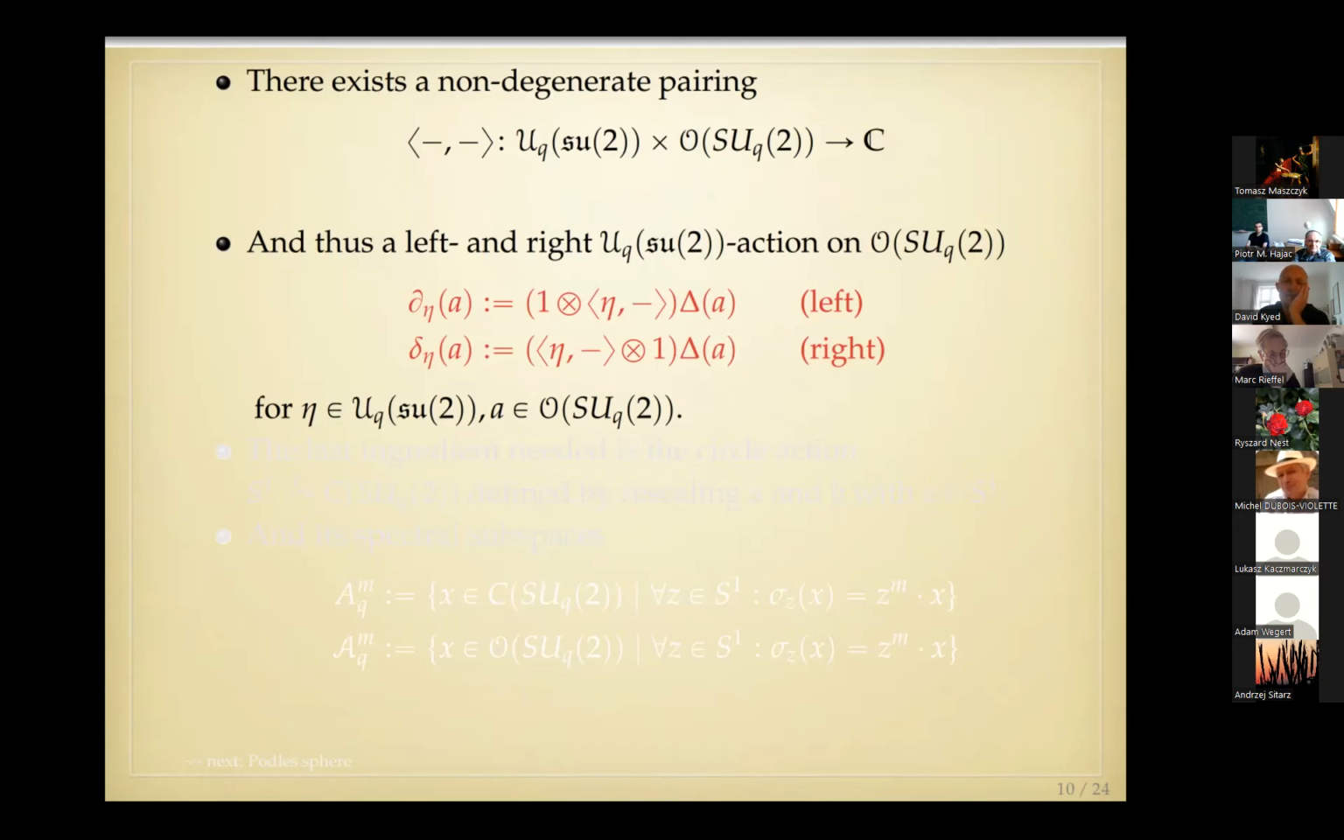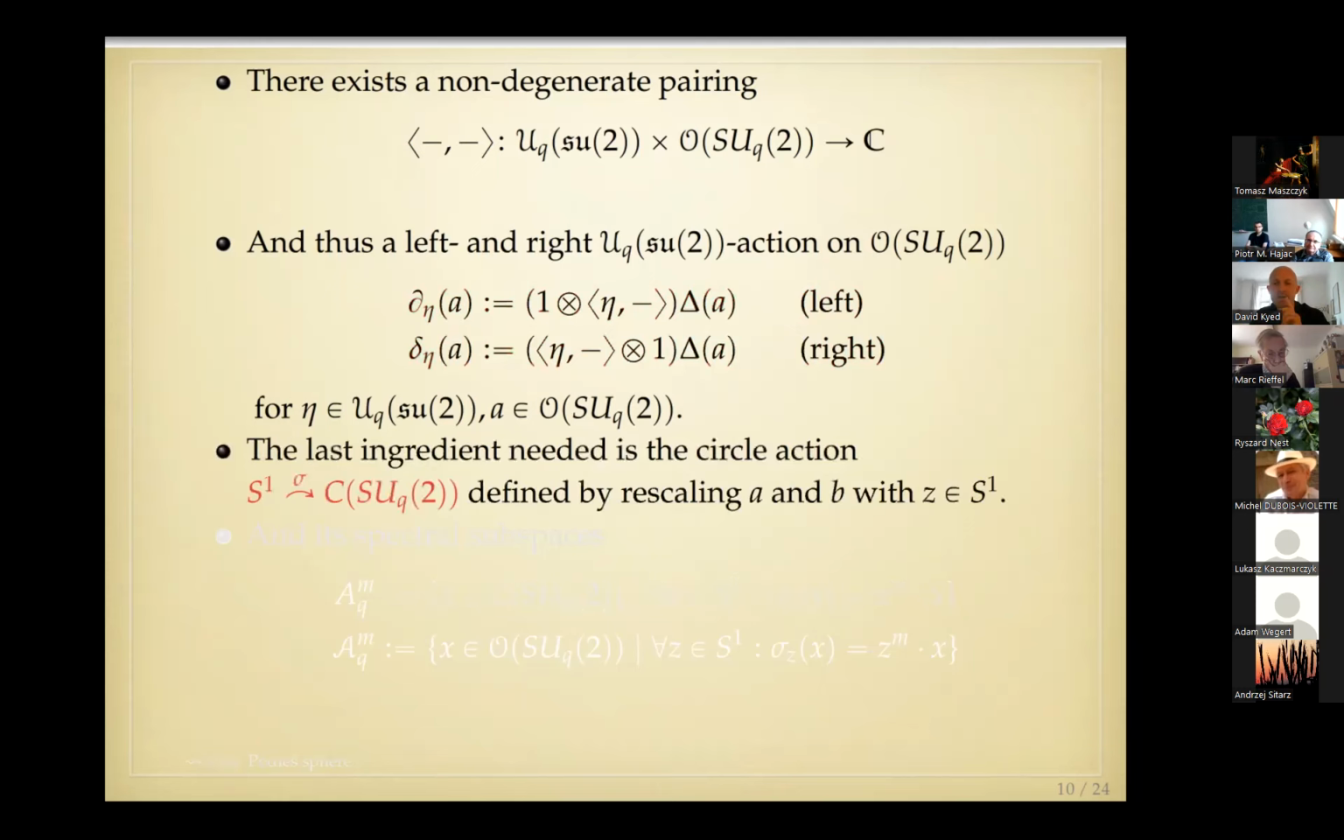So it might be worthwhile paying a little bit of attention. This partial symbol will be the left action, and the delta will be the right action. And I will play around with both throughout the talk. There's one little ingredient that we still need, namely the action of the unit circle on the C-star algebra.